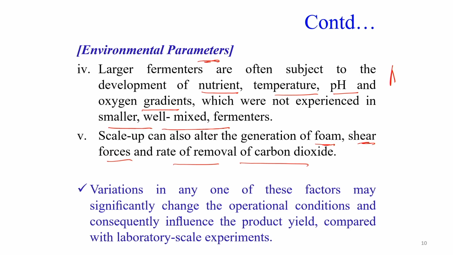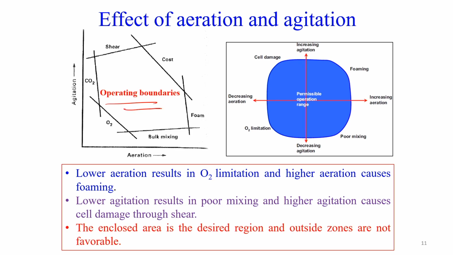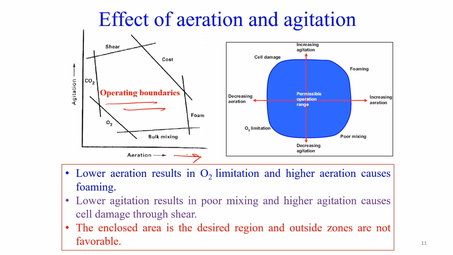So, we have discussed different factors, and it is important here that variation in any of the above factors may significantly change the operational condition and consequently influence the product yield as compared to the small scale experiments. Now, there are certain operating boundaries, particularly for the aeration and agitation. So, x axis is the aeration and y axis is agitation.